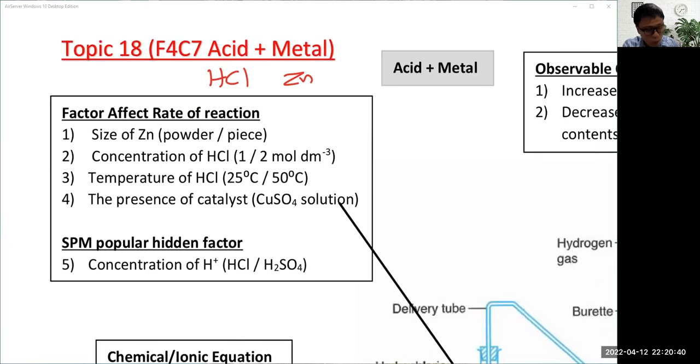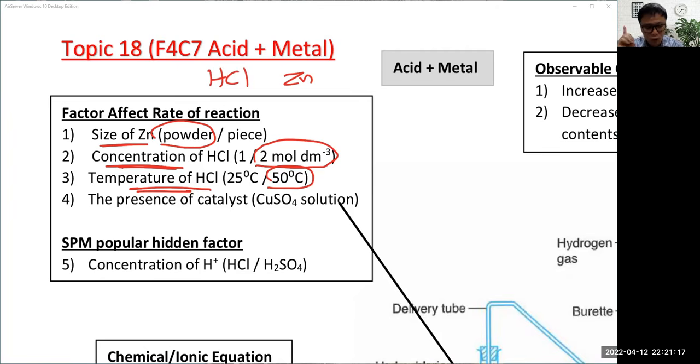Zinc is in solid form, so you can adjust the rate of reaction by changing the size, where powder will have a higher rate of reaction. Because hydrochloric acid is a liquid, you can adjust the concentration, where a higher concentration will have a higher rate of reaction. You can also heat up the liquid, so a higher temperature will also increase the rate of reaction.